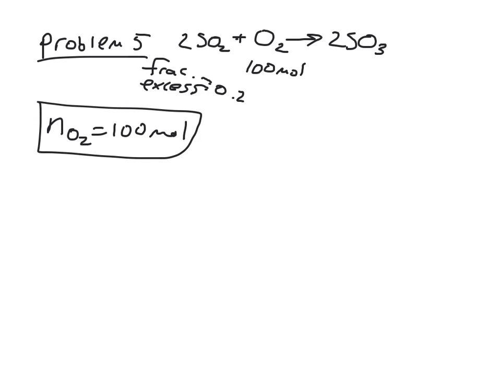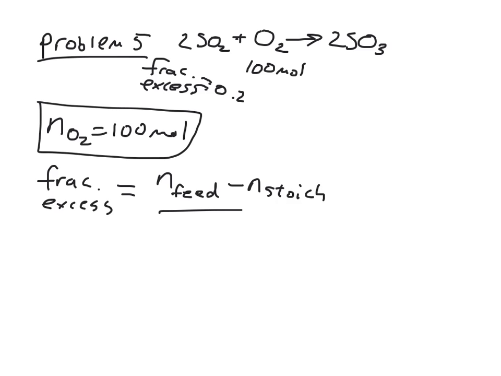The next thing we need to do is figure out how much SO2 we have. And in this case, we are told the fractional excess is 0.2, so let's write out the equation for fractional excess. And that is equal to the amount in the feed or inlet minus the amount stoichiometric over the amount stoichiometric. So that's the definition of fractional excess.